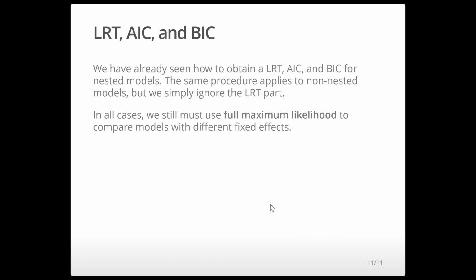We've already seen how to obtain a likelihood ratio test and how we can get AIC and BIC using the anova function. And we're going to look at this a little bit more in the next set of slides. The same procedure here applies to non-nested models. The only difference is when we have nested models, we can interpret the likelihood ratio test part. When we don't have nested models, we just ignore that, and we only look at the AIC and BIC. In all these cases, we still need to use full maximum likelihood to compare models with different fixed effects. But once again, the only real other difference is that when models are nested, we can do an actual likelihood ratio test. When they're not, we can only compare these information criteria metrics.